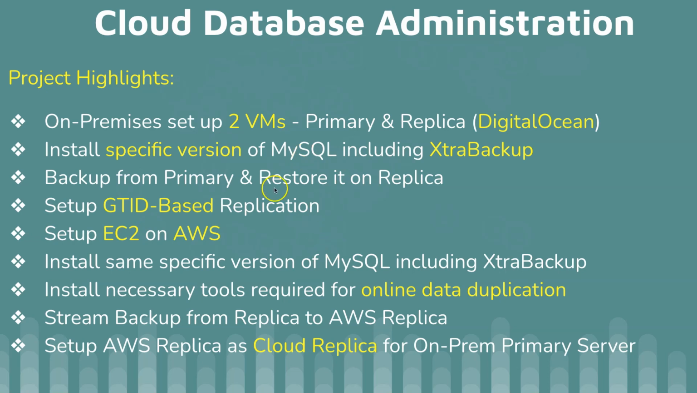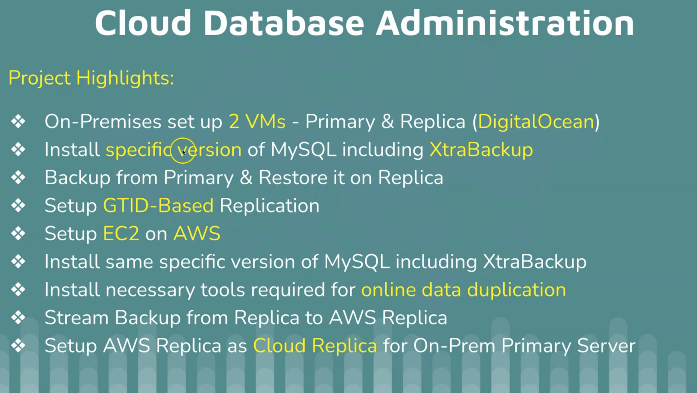So these are some project highlights that we will be performing together along with our DBA Bob. We will set up two VMs on-premises. One is called primary, and the other will be a replica. Like I said earlier, we will use DigitalOcean, and for the sake of this project, we will consider this our data center. We will install a specific version of MySQL on both the primary and replica, and we will also go ahead and install the Xtrabackup tool.